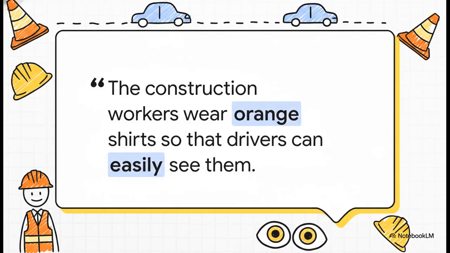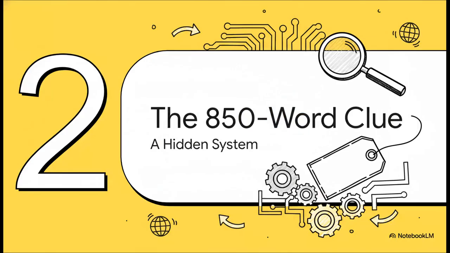And to show how this works in the real world, the source gives us this fantastic example. The construction workers wear orange shirts so that drivers can easily see them. It puts that simple definition right into a clear, practical context. So, it's obvious, these definitions are simple on purpose. But why? What's the point?